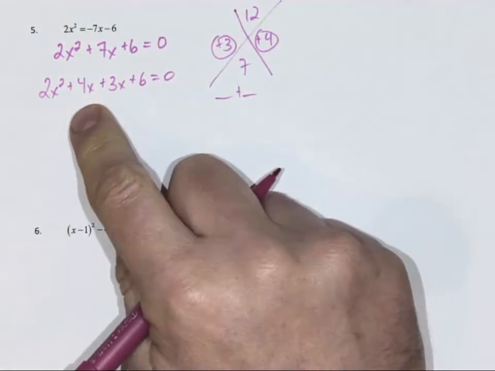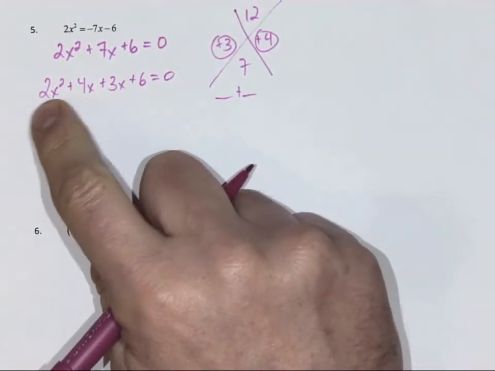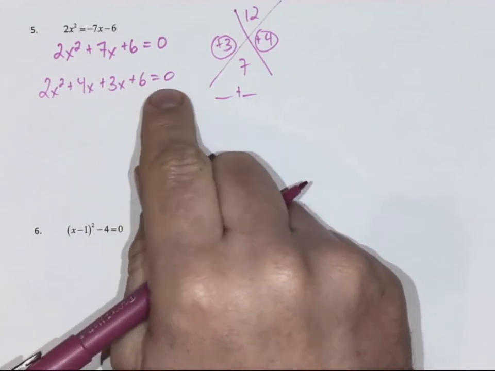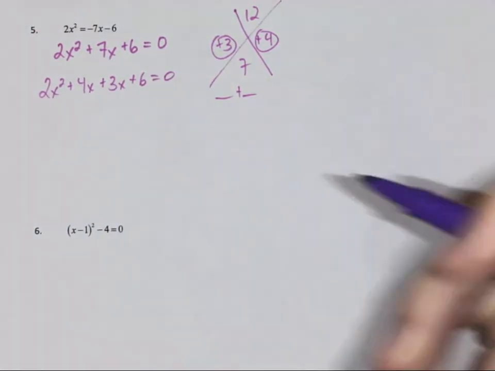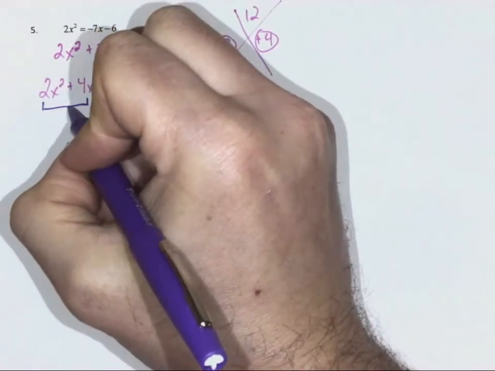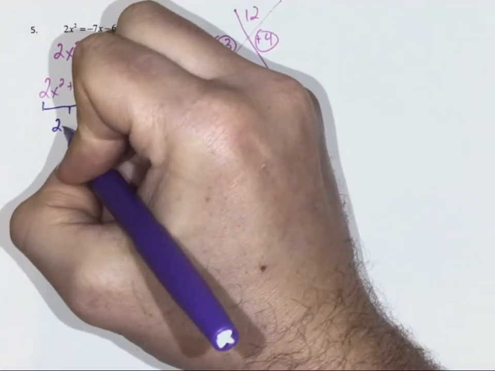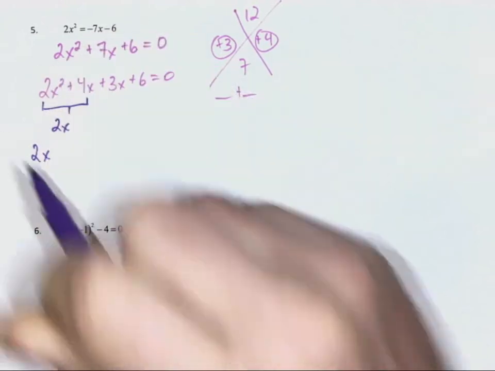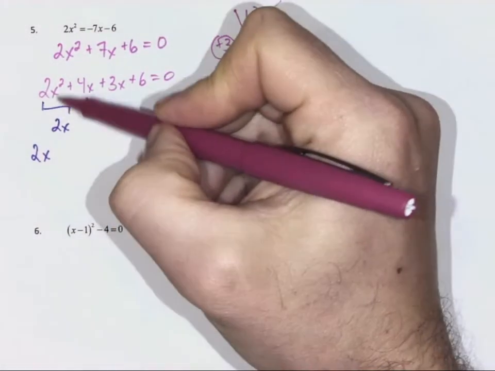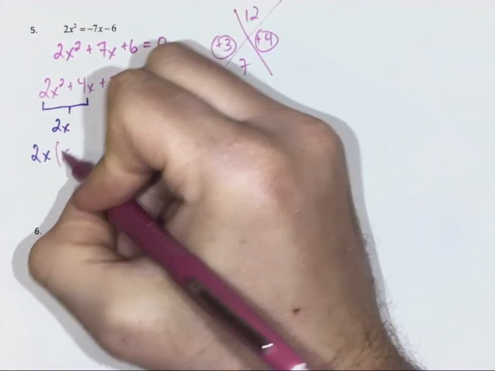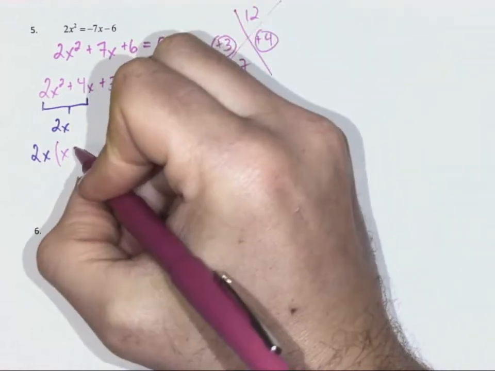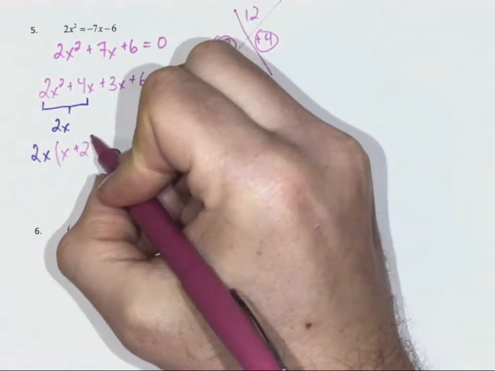I can decide which one I put first. I chose 4 to go first and 3 to go second. I now factor by grouping. I find a common factor out of the first two. 2x squared divided by 2x gives me x. 4x divided by 2x gives me 2.